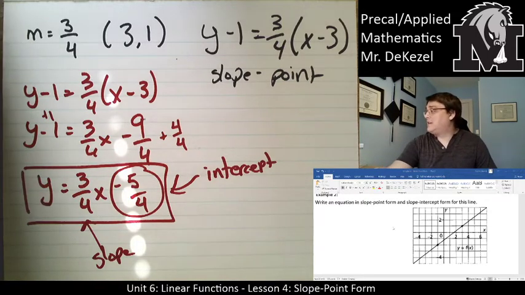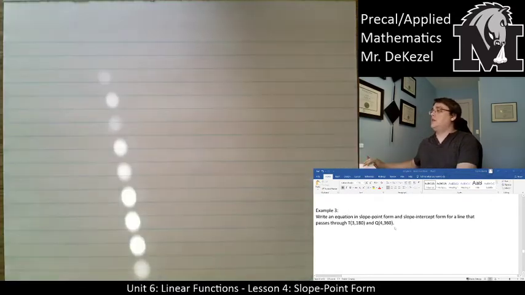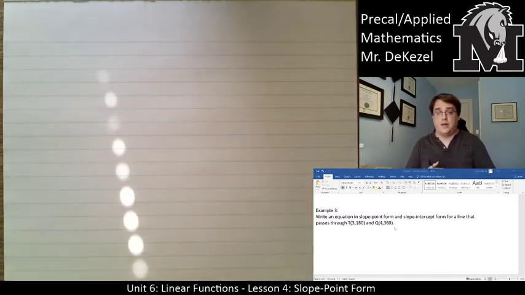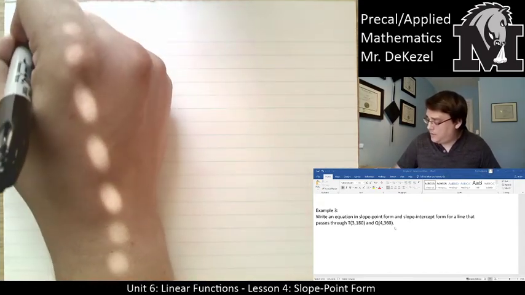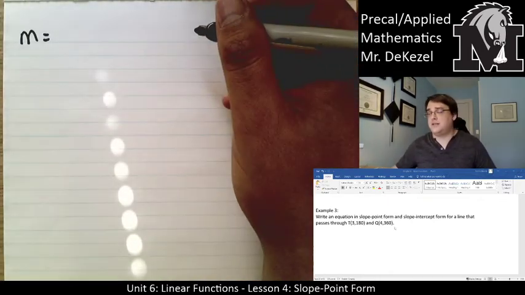Let's do another example. Example 3. We're going to write an equation in slope point form and slope intercept form for a line that passes through the points T and Q. So we're not actually given a graph this time, we're just given points, and that is okay, because we can just use these points to find the slope, and then use a single point to write the slope point form. So the slope is going to be equal to, let's call Q point 2 and T point 1.